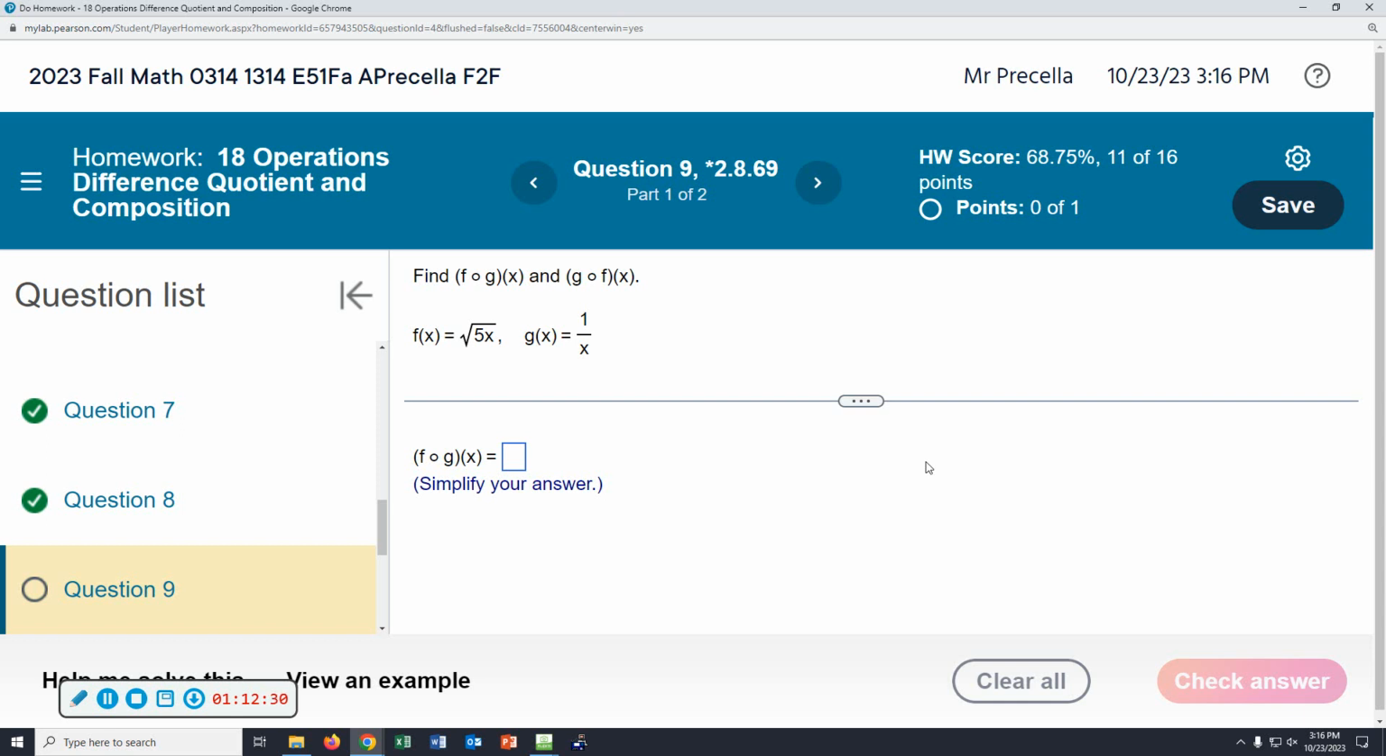And the first thing was, okay, let me make sure I didn't miscopy it. f of x is the square root of 5x. g of x is 1 over x. First thing we're looking for is f of g of x.